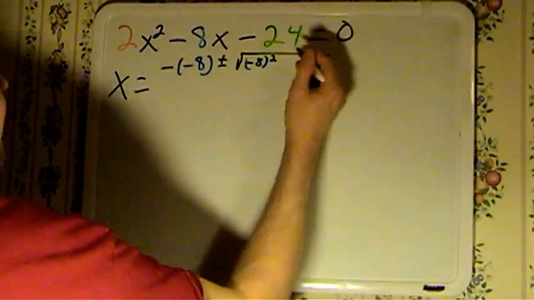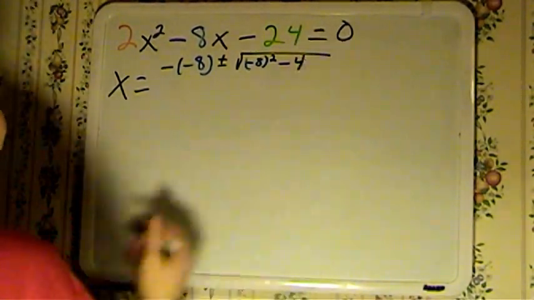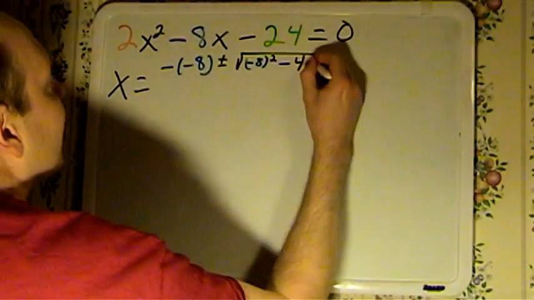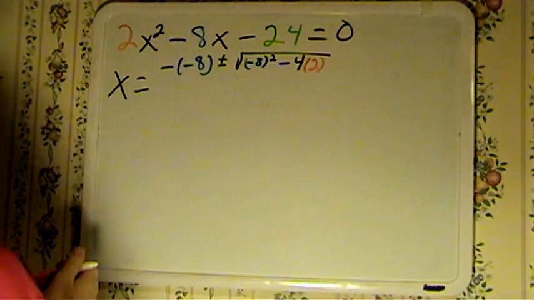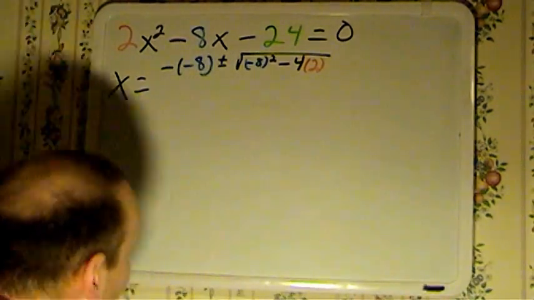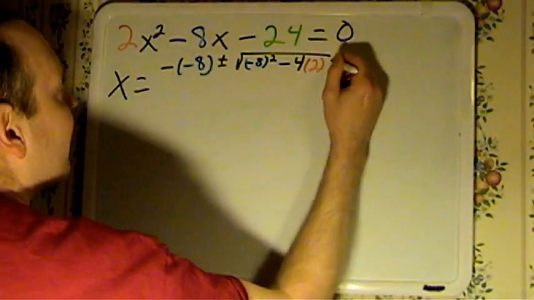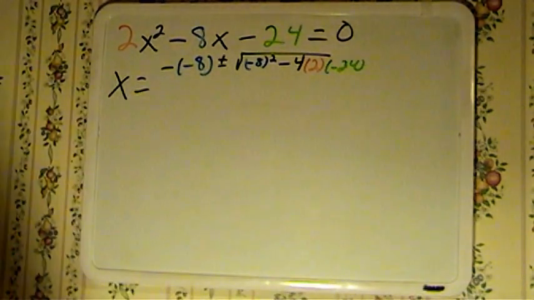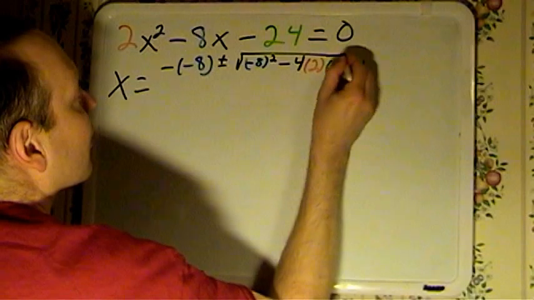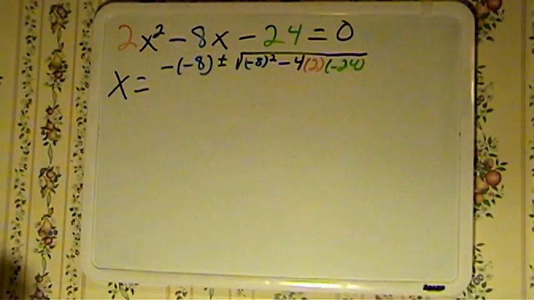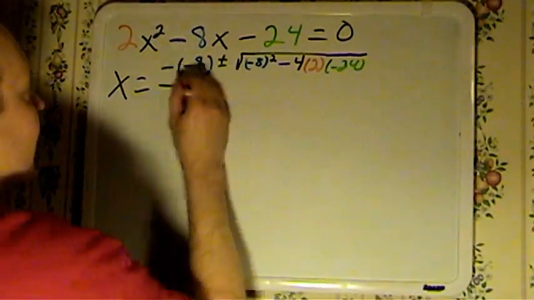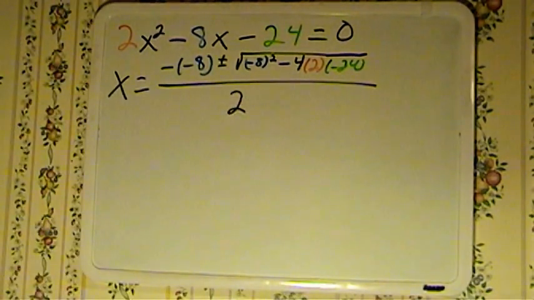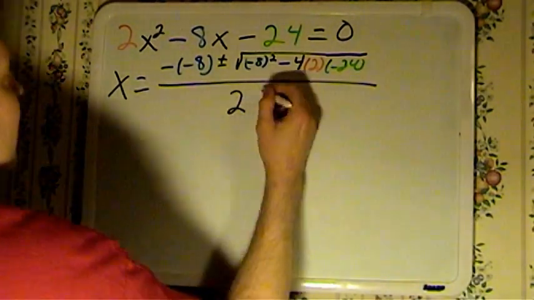Okay, so minus 4 times a, which means c is a positive 2, times c, which again we bring that down here with a negative 24. Okay, and all of this is over 2 times a, which again is our positive 2.